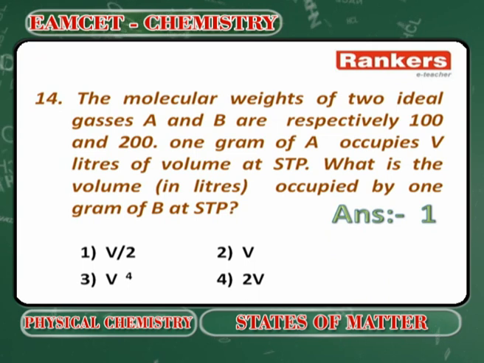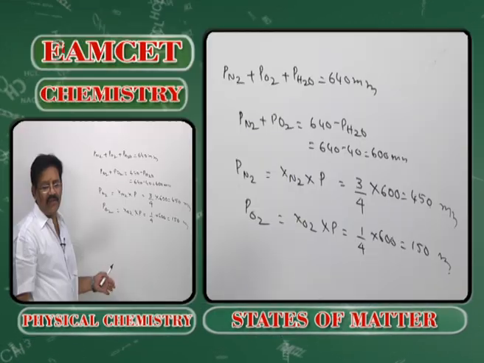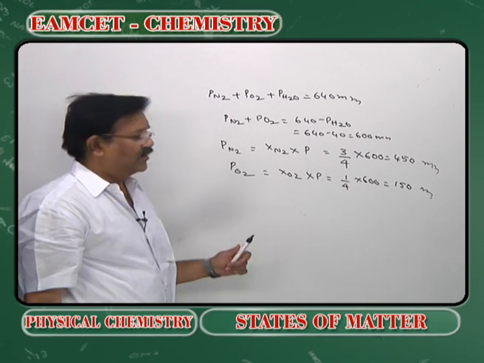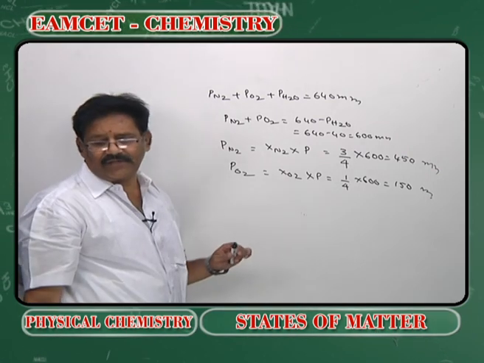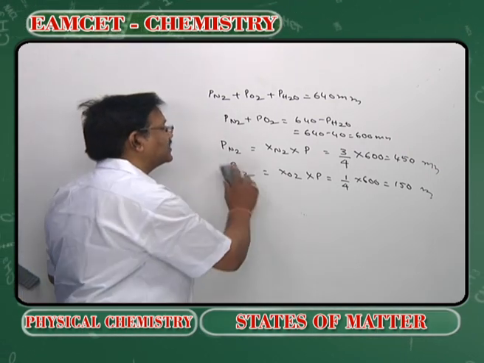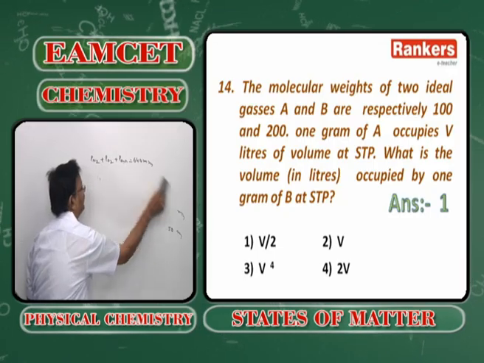The molecular weights of two ideal gases A and B are respectively 100 and 200. 1 gram of A occupies 3 liters of volume at STP. What is the volume occupied by 1 gram of B at STP? So what is the point here? They have given that temperature and pressure are kept constant.